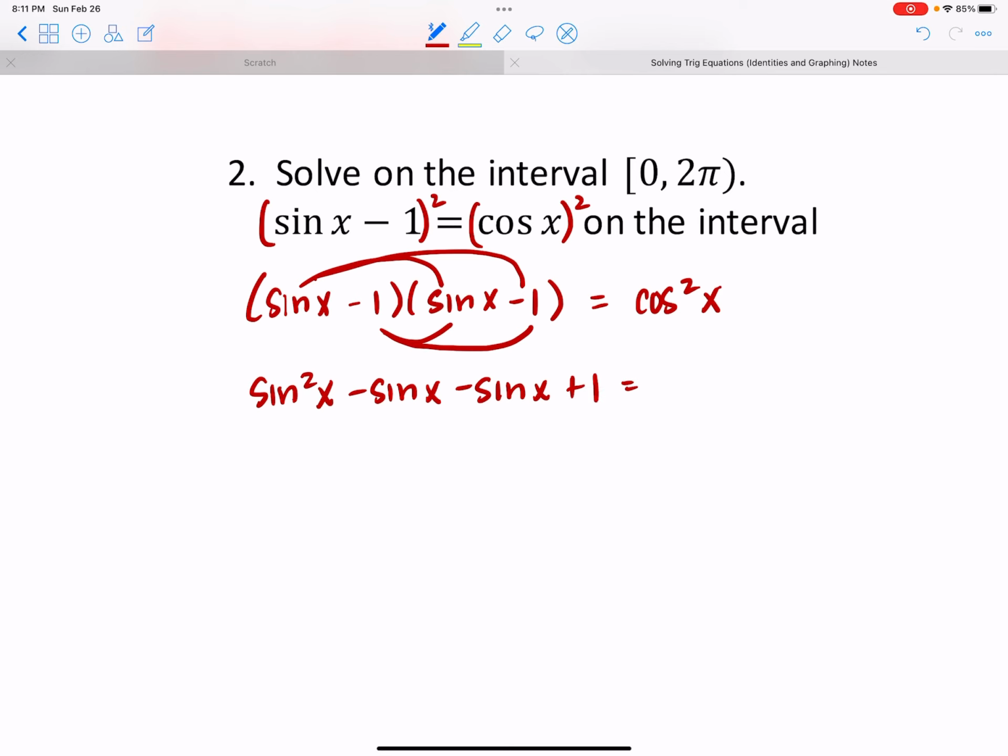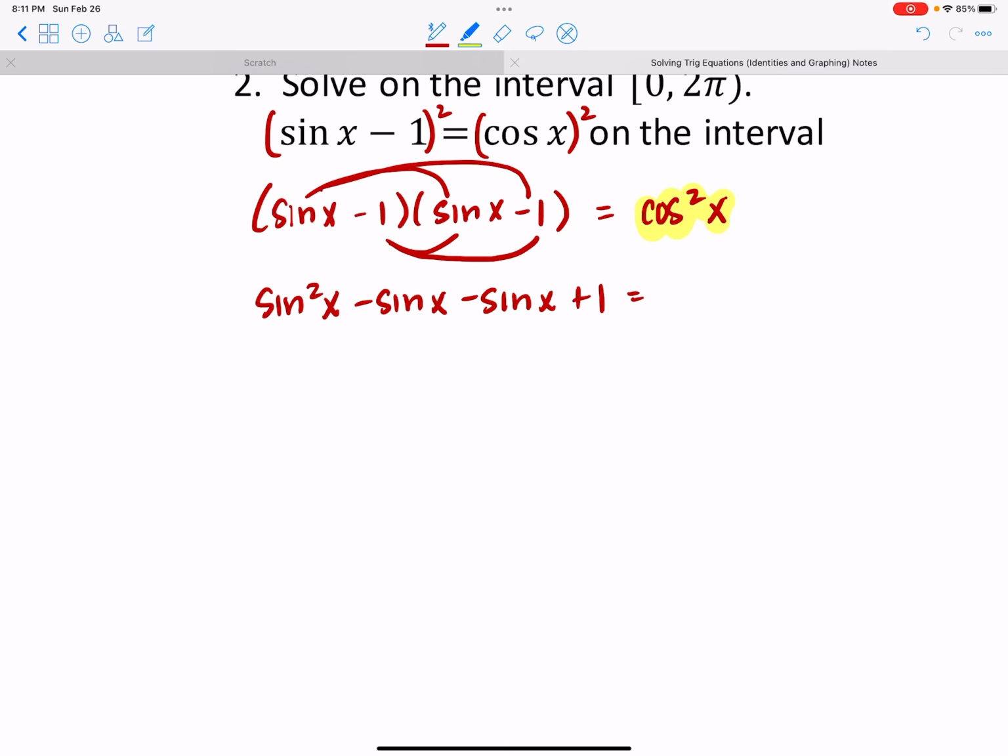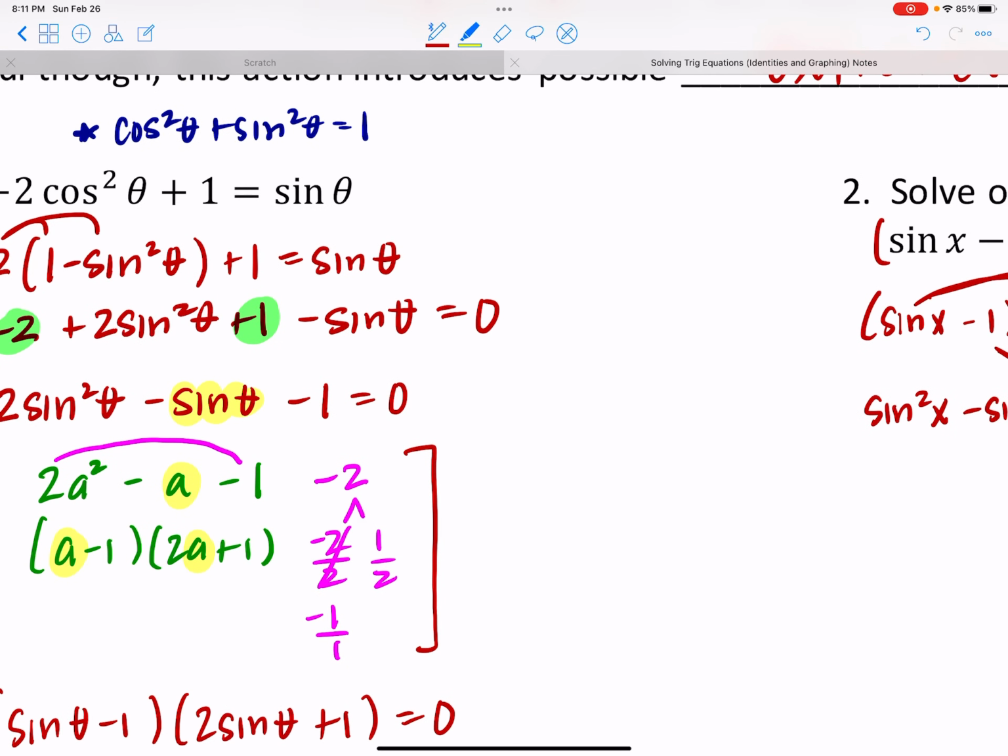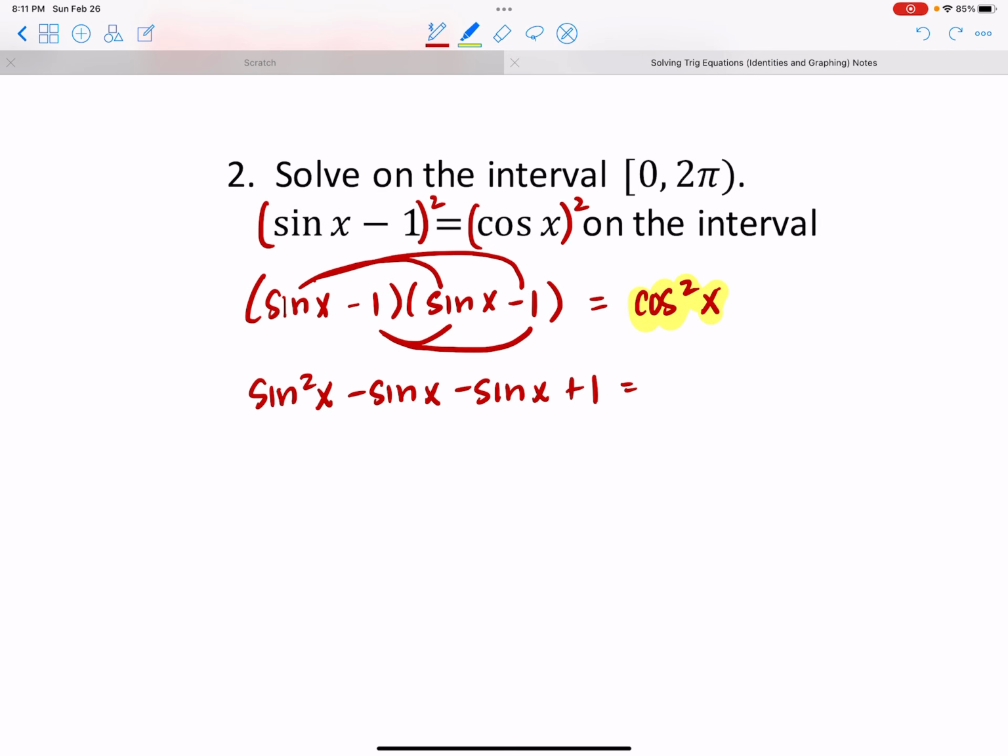Now, on the other side of the equation, I have this cosine squared. But I can get rid of that using the same Pythagorean identity we used in the last one. So cosine squared, again, equals 1 minus that sine squared. If I swap that out, then I have one equation that only has sine in it. So I'm going to swap out the cosine squared with 1 minus the sine squared of x.